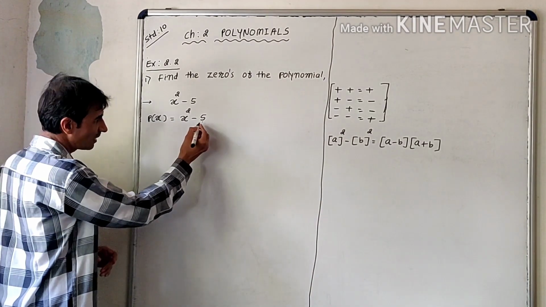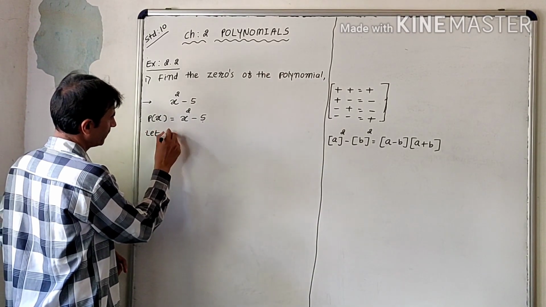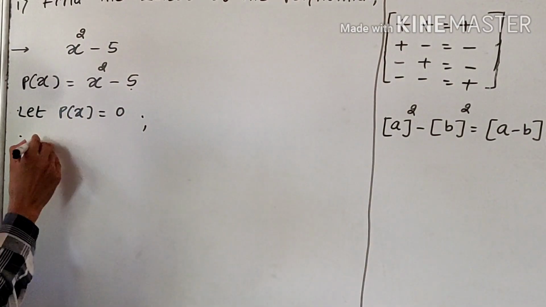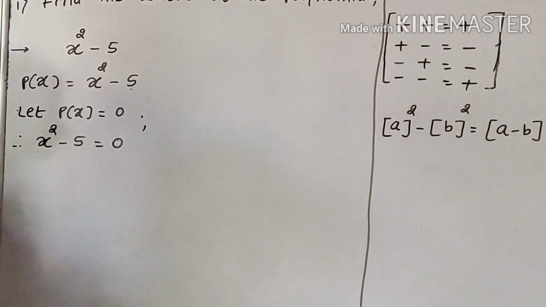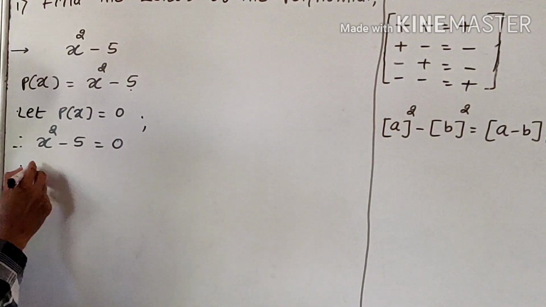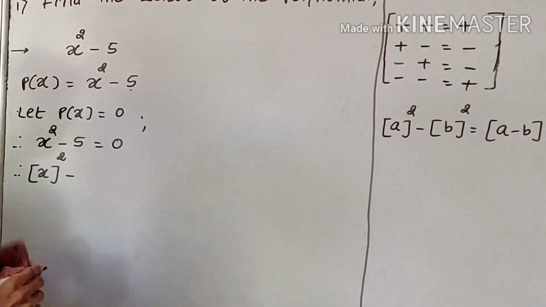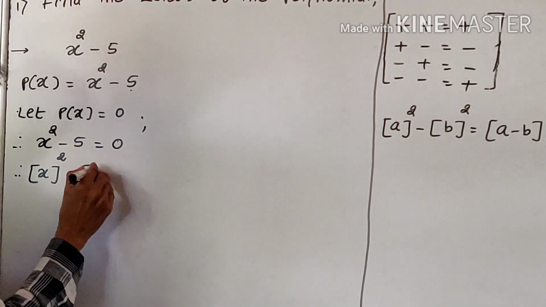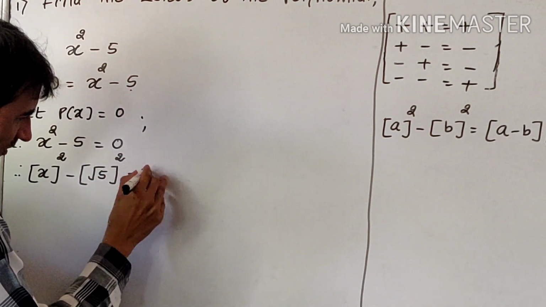But even though I want to arrange in this manner, let P of x equal 0. Therefore, x square minus 5 is equal to 0. Now I want to rearrange in this form. First of all, the first term is square root x and the whole raised to square. Here the 5 is not a perfect square number, so I can rearrange in this manner: under root 5 and the whole raised to square is equal to 0.